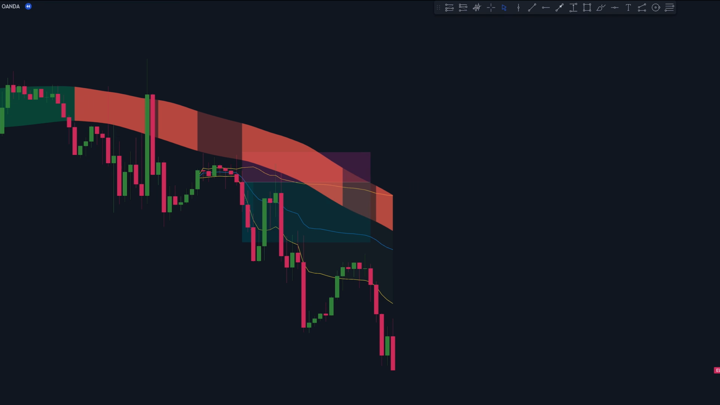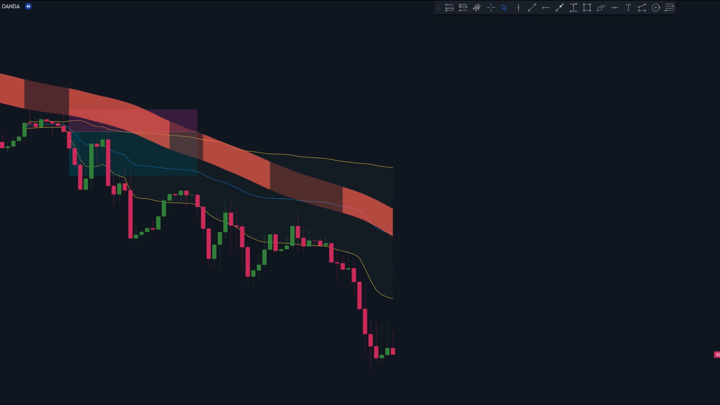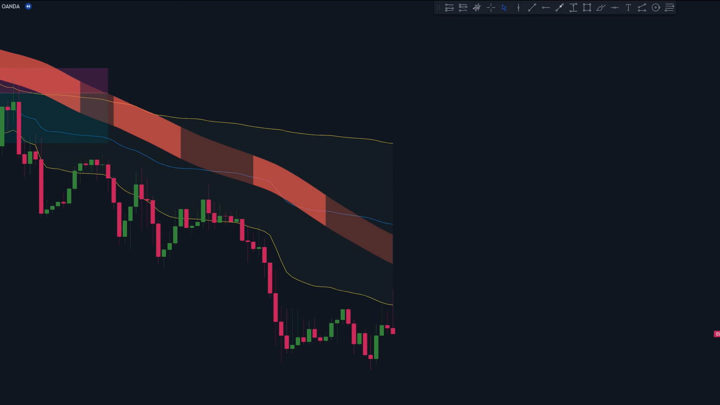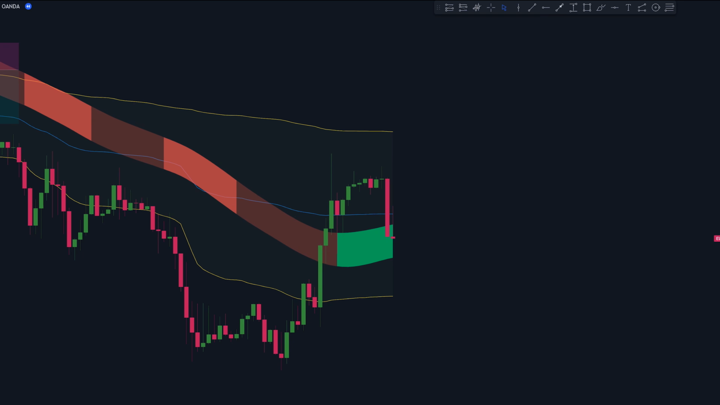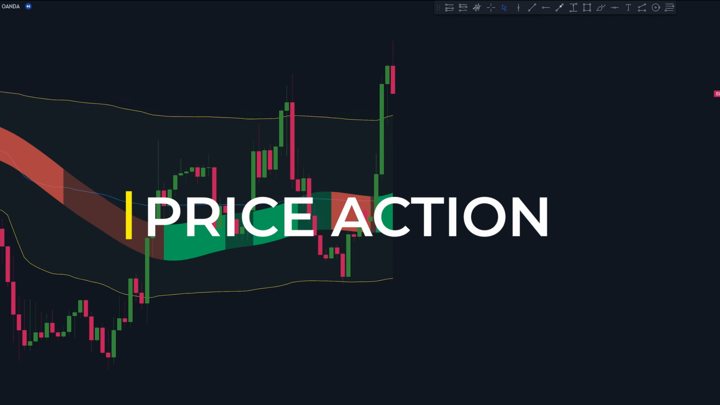This is just one of the many strategies that you can do using the Anchored VWAP indicator. If you're interested in this strategy, remember to do extensive backtesting and forward testing and customize it by adding things like price action to make it even better.